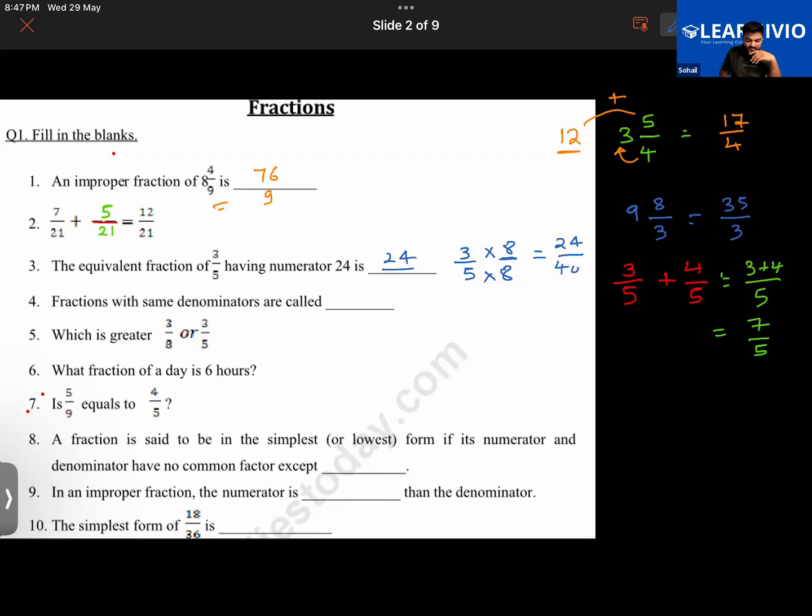Will you not be writing this one? You have to write this one also, no? When you multiply the numerator with 8, the denominator also has to be multiplied with 8. Thereby the resultant fraction is 24 upon 40. You got this or not? Wait, let me write the calculations.